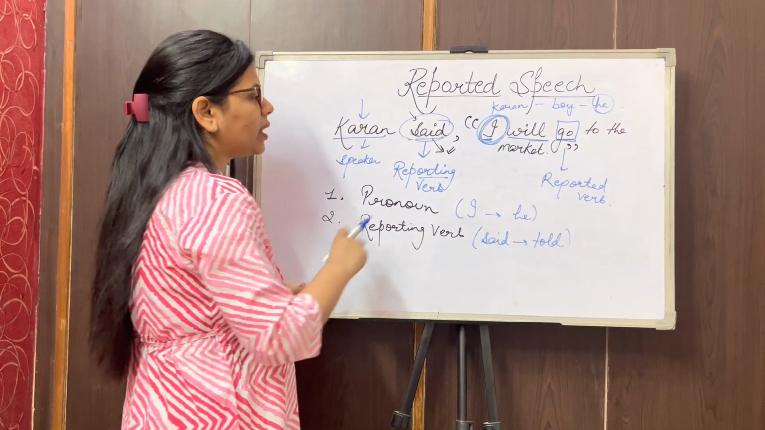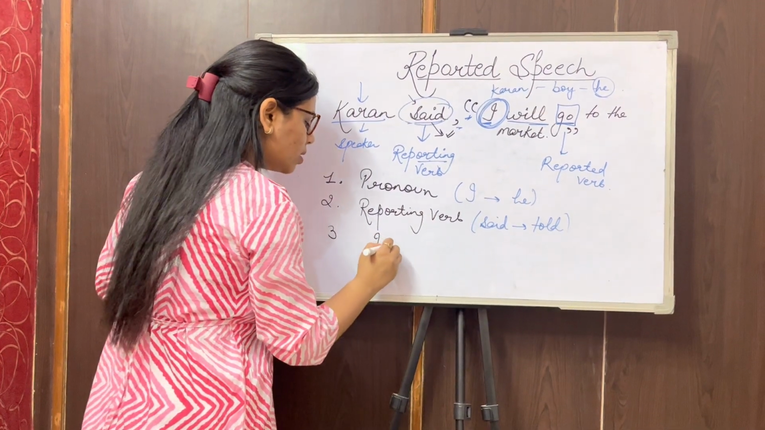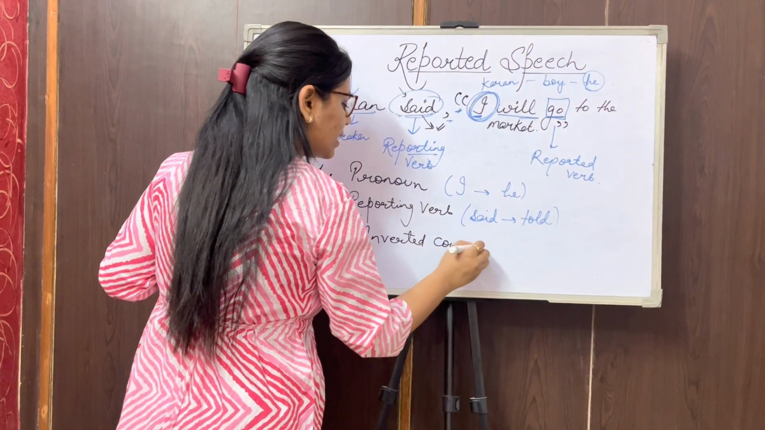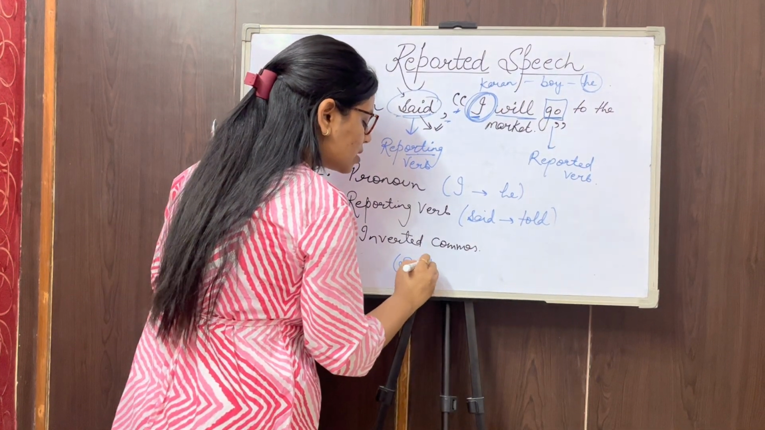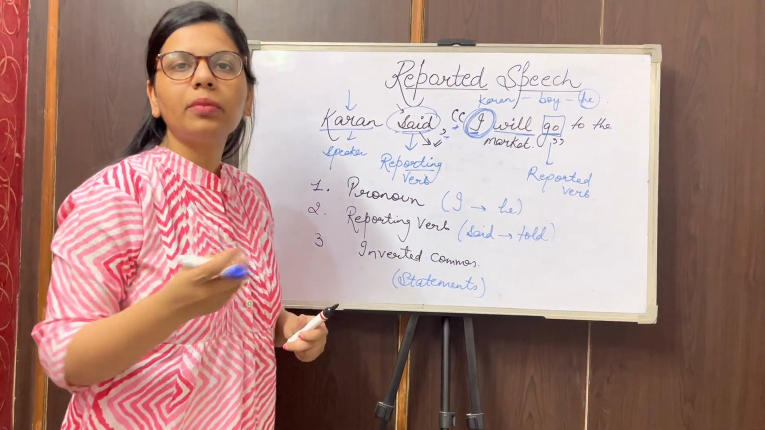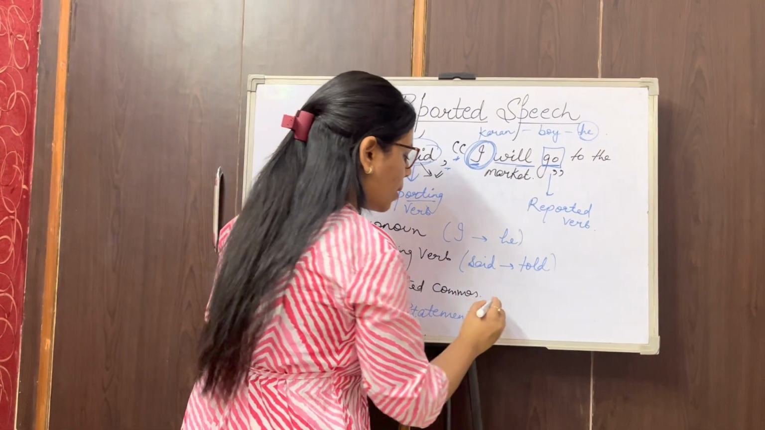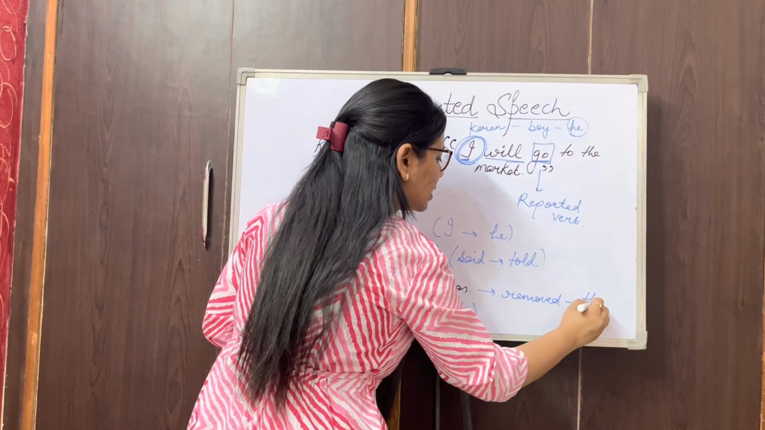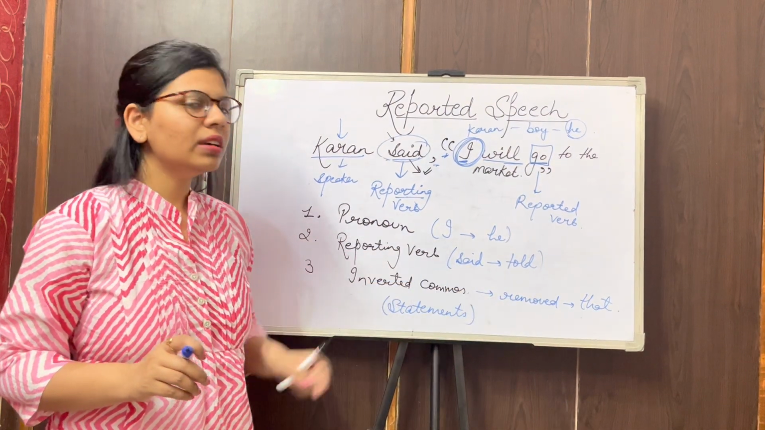Then the third component that we have is our inverted commas only. Now again, there are different rules to change these inverted commas, but let's first talk about declarative sentences. Declarative sentences means simple statements. Like, I will go to the market. It's a simple statement. Karan is just telling one piece of information. So here inverted commas are removed and they are changed to the word that.